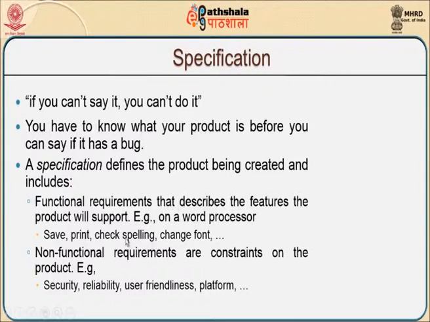As part of functional requirements, we describe the features the product will support, for example a word processor which has save, print, check spelling and check font, wherein we can make alternate changes in case of faulty execution. In the case of non-functional requirements, there are constraints on the software or product. For example, we may have to rely on security, reliability, user friendliness and the platform with which we are to develop the work.